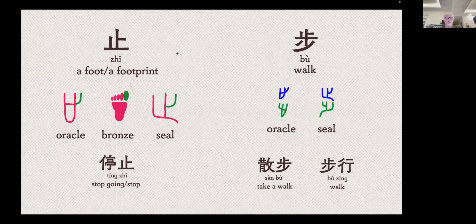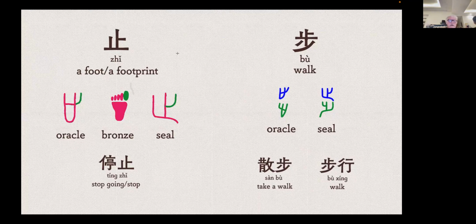So here we have a very common component, 止. It means to stop, or it actually means to go forward. It depends on how you interpret it. We can see in the bronze character, we can clearly see a foot with a toe. In the oracle character, we can see the foot and the toe. The seal character, we can still see the toe. And in the modern character, if you look at it step by step, you can still see the foot and the toe. It's a left foot.